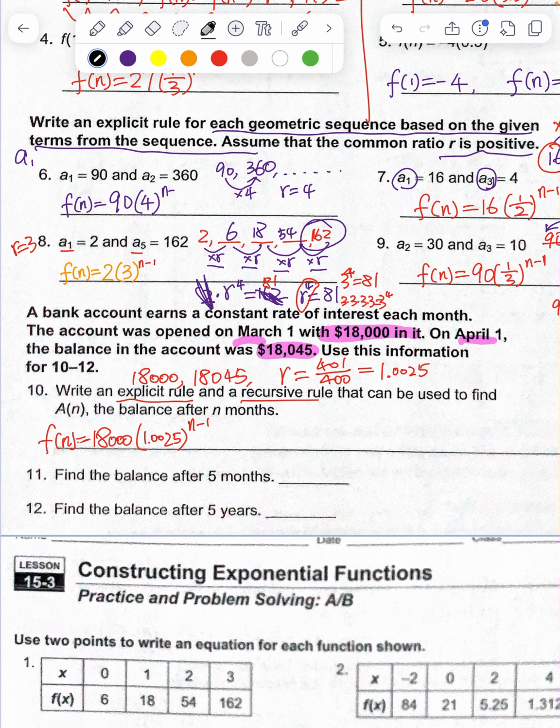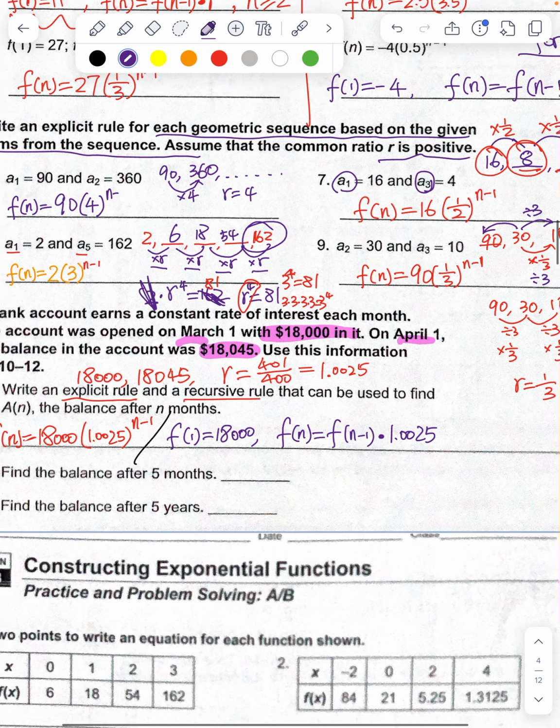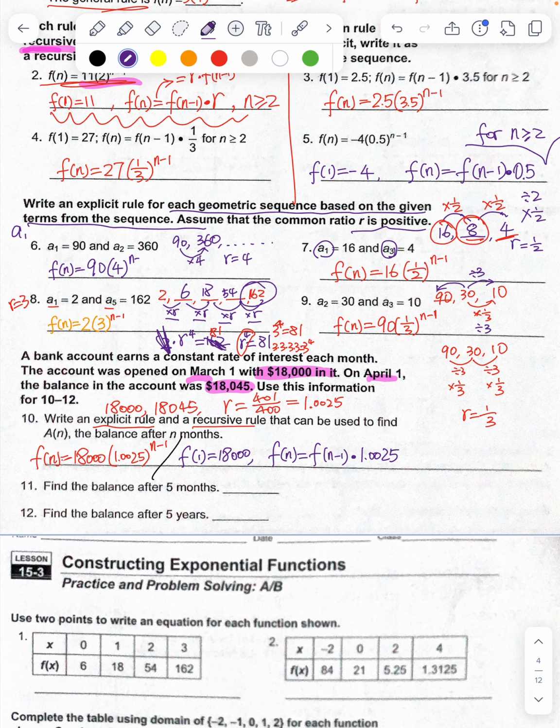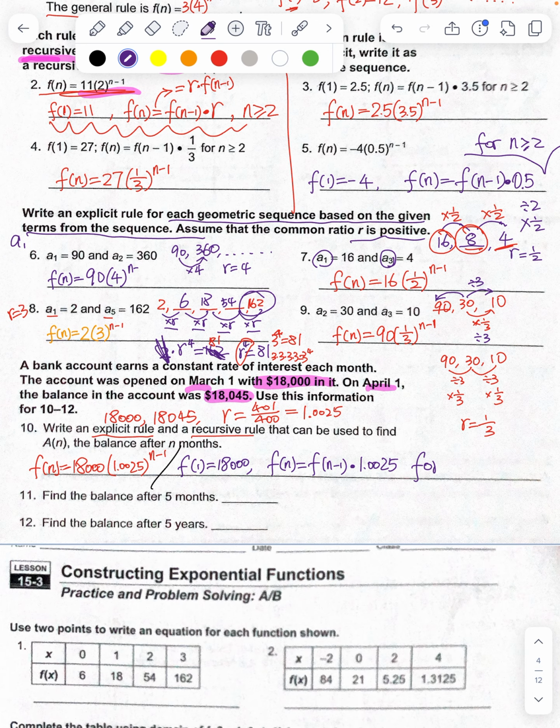Now we're going to do the recursive. Recursive, we always have to figure out the first term. So the first term is 18,000. And then any term, f of n, that means any term equal to the previous term multiplied by 1.0025. So that's it. I have to put this for n greater than or equal to 2. Find the balance after 5 months.